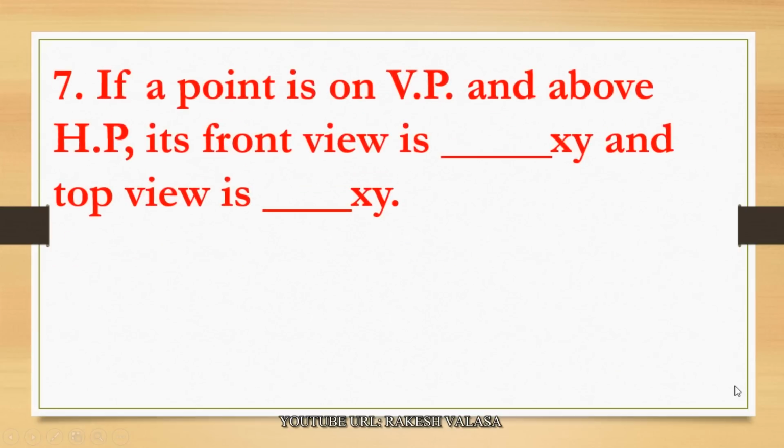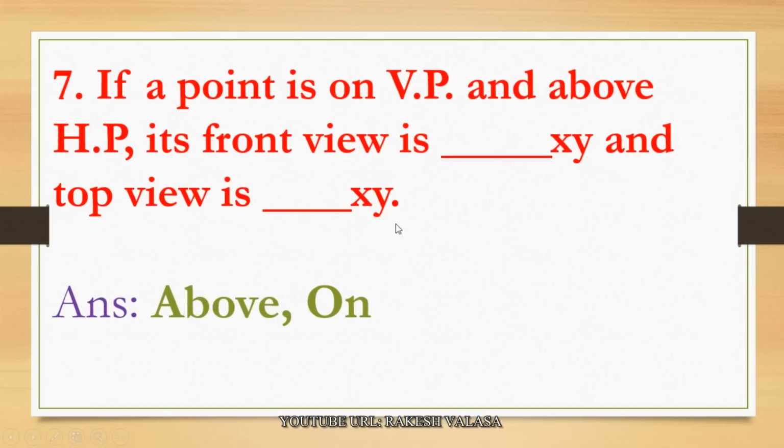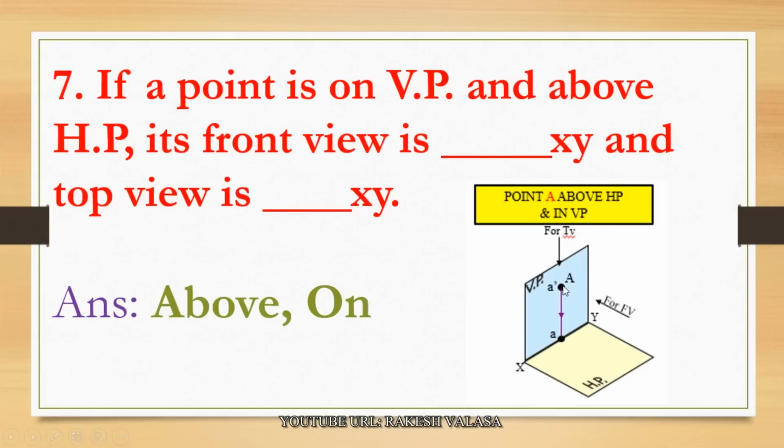Question number 7. If a point is on VP and above HP, its front view is dash XY and top view is dash XY. Answer: the first blank is above and the second blank is on. You can see this image. Here let us take one point A on VP and above HP. Its front view is above XY, and its top view is on XY.